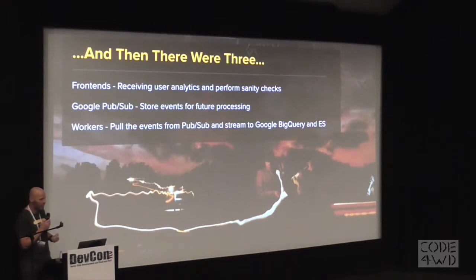Then they put them into a PubSub, the Google PubSub. We chose that as a service, it was very easy to use, and you don't have to manage it. No scaling issues, and it's distributed across the Google Cloud. And we've got workers. Workers pull the events out of the PubSub and stream them into Google BigQuery and Elasticsearch.